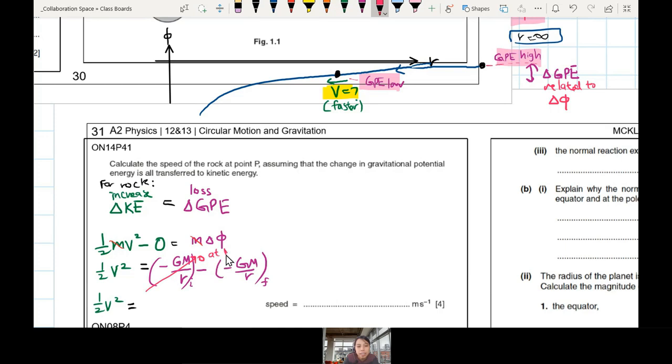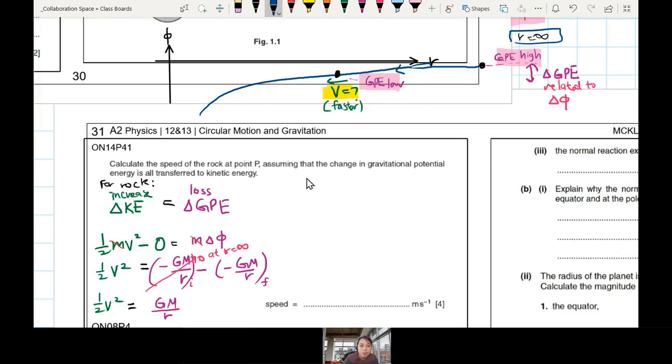At infinity, r equals infinity. Pretty much 0. What's left is this one here. So it's just GM over r. So I'll simplify down to this. Am I missing an m? Oh, the m cancels out already. Okay. Can so far? Okay, let's calculate now.